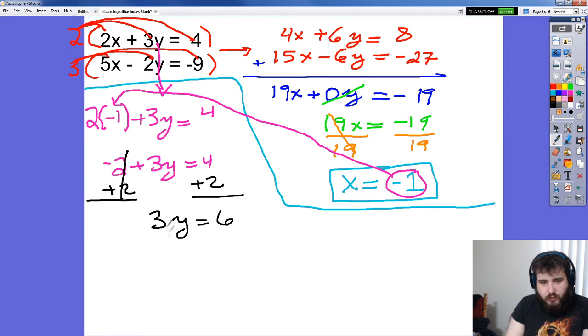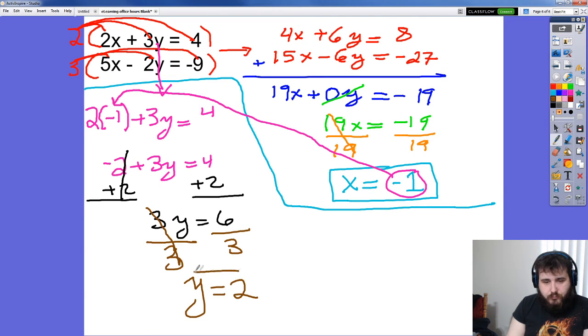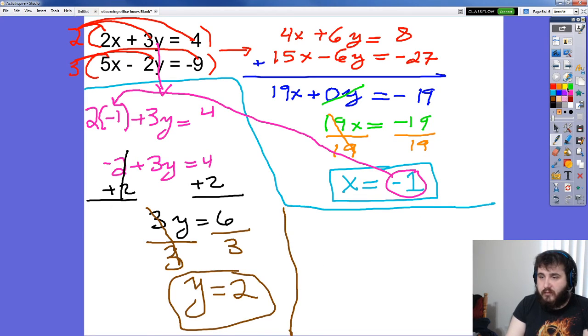And then I'm going to finish my problem by solving this one-step equation for y. I'm going to divide by 3. Well, 6 divided by 3 is just 2. So my final answer, it's important that we indicate our final answer.